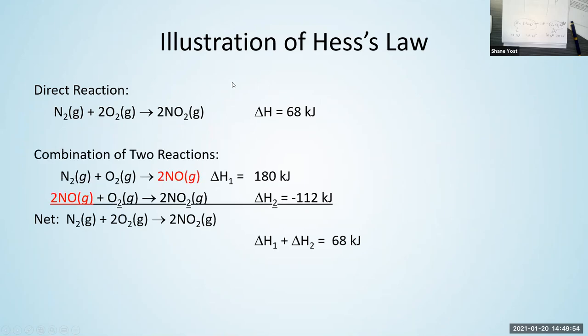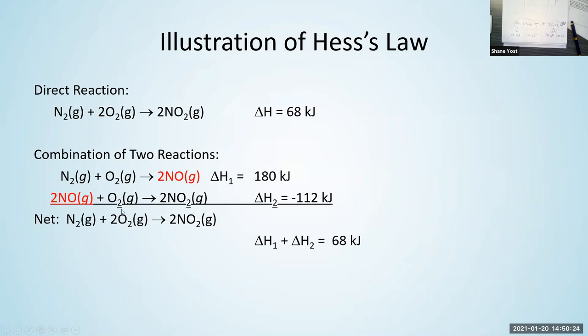Well, if I happen to know the enthalpy change for this reaction here, N2 plus O2 going to 2NO, and then 2NO plus O2 going to 2NO2. If I knew the enthalpy changes for these two reactions, I see that if I add them up, this 2NO cancels, and I'm just left with the overall chemical reaction N2 plus 2O2 going to 2NO2, which is the above reaction that we want.